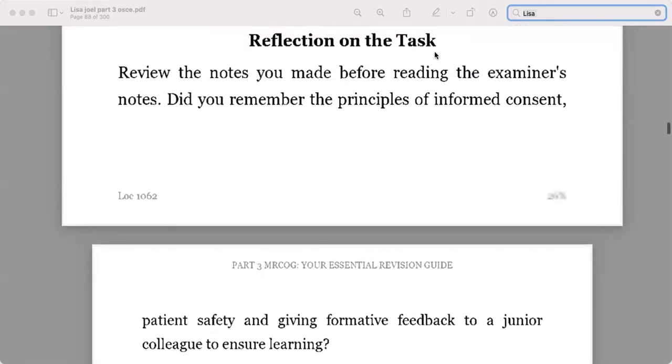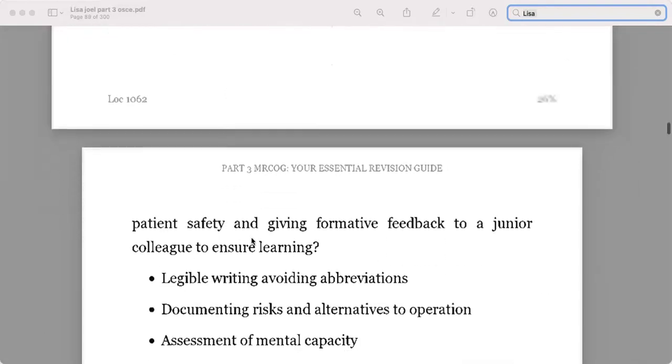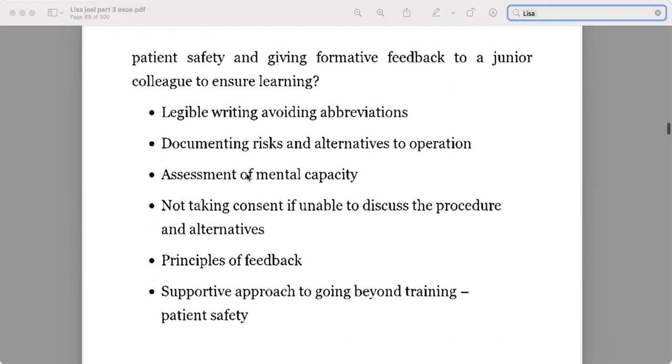So here, reflection on the task. This is for yourself, my dear. Review the notes that you made before reading the examiner notes. Did you remember the principles of informed consent, patient safety, and giving formative feedback to a junior colleague to ensure learning? Have you covered legible writing, avoiding abbreviations, documentation of risk and alternatives to the operation, assessment of mental capacity, not taking consent if the patient is unable to discuss the procedure and alternatives, principles of feedback and a supportive approach, going beyond the training, and patient safety?